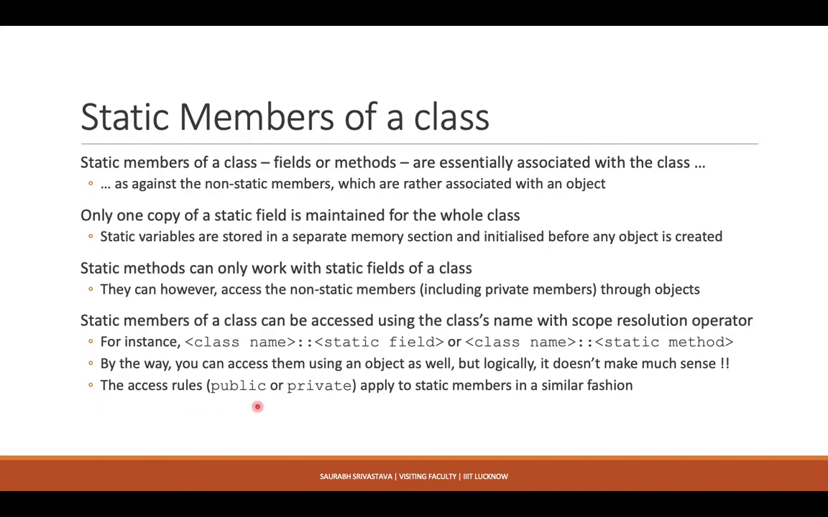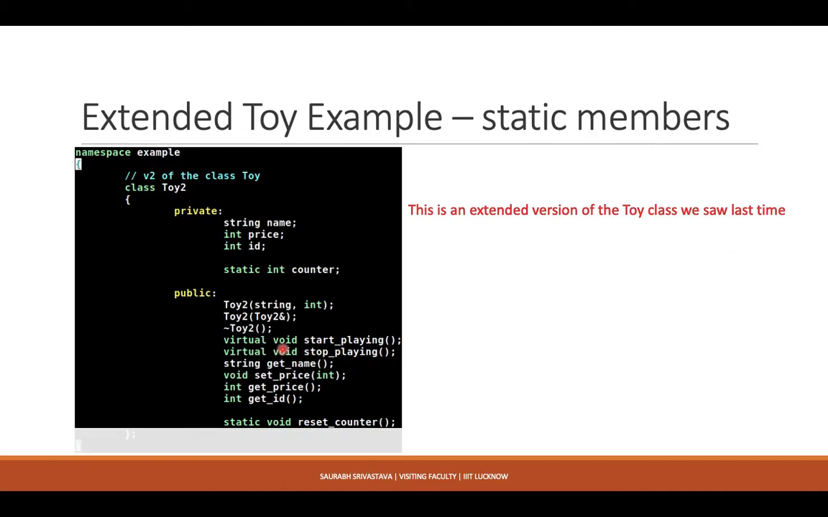And all these access rules for public or private are also applicable to these static members. And if you want to access them, this is how you do that. You basically use the class name, then the scope resolution operator, and then the name of the static member. So you can see that the access itself shows you that it is not associated with an object, but it is associated with a particular class. We'll have a look at an example now.